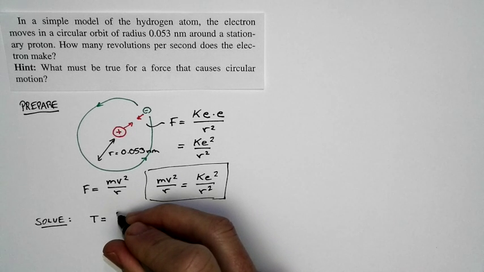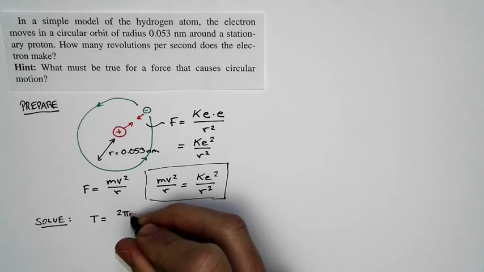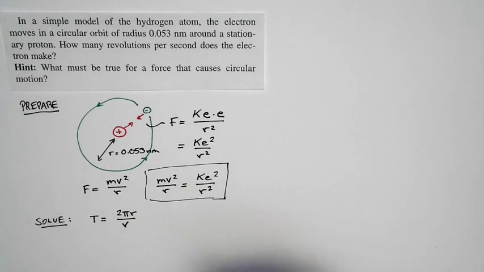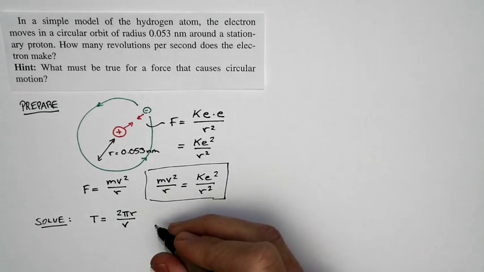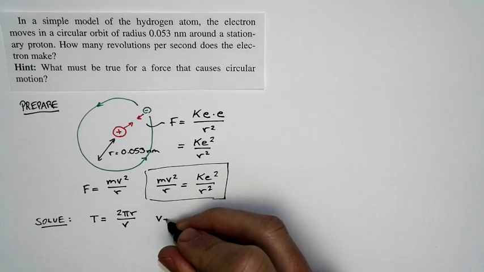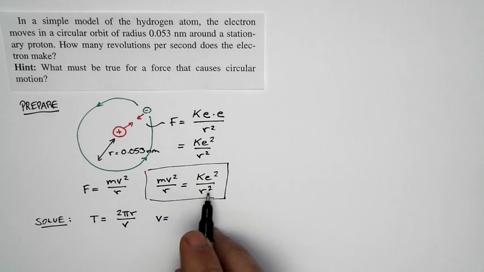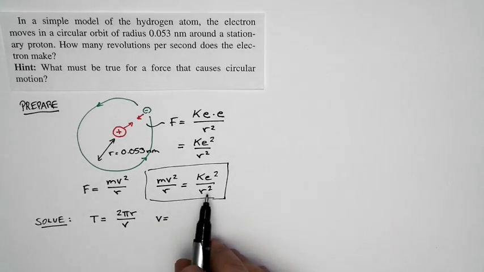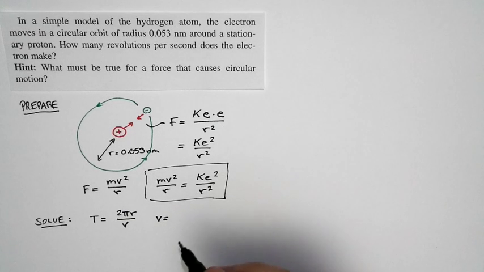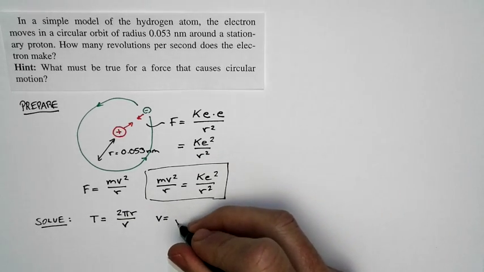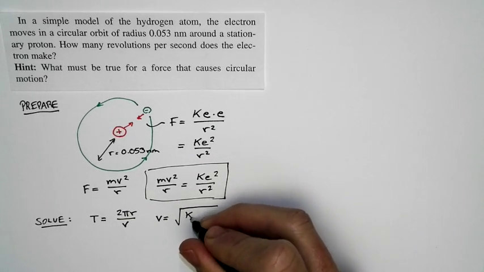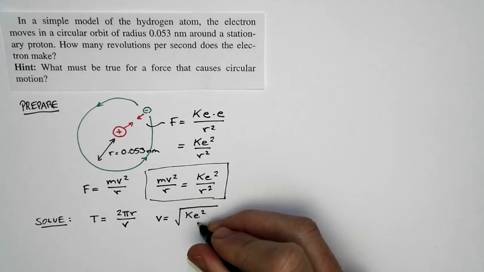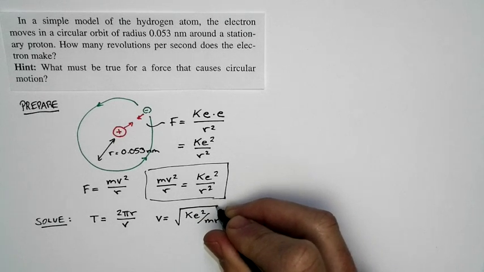If a particle is going in a circle, the time that it takes to complete one orbit is just 2 pi r divided by v. And I can solve for v, the speed at which the particle makes the orbit, by solving this relationship. If I rewrite it, I can cancel a factor of r, bring the m over here and end up with this: v is equal to the square root of k times e squared divided by m times r.